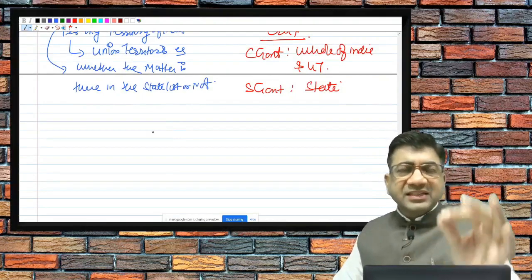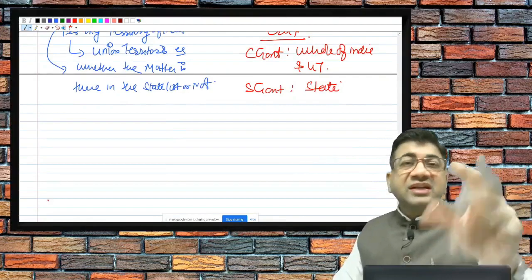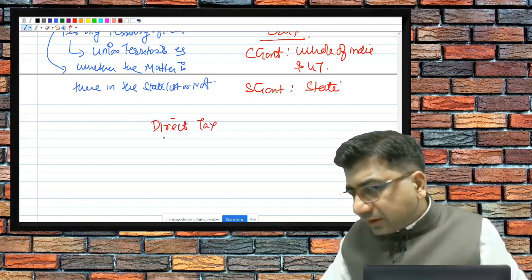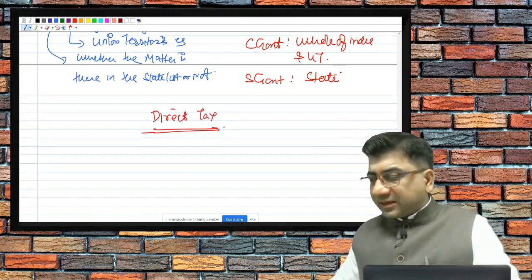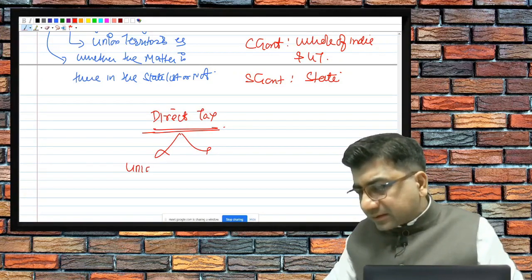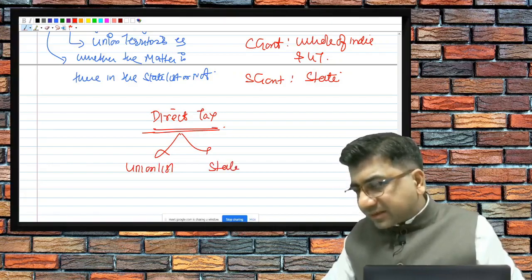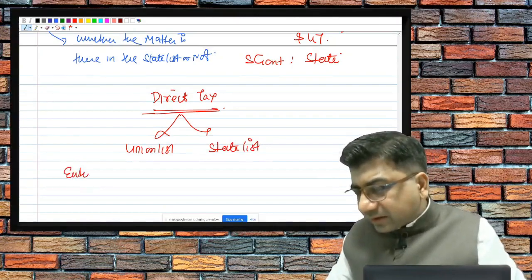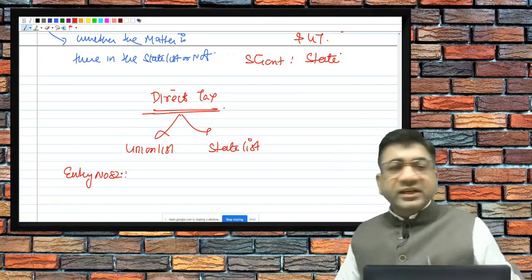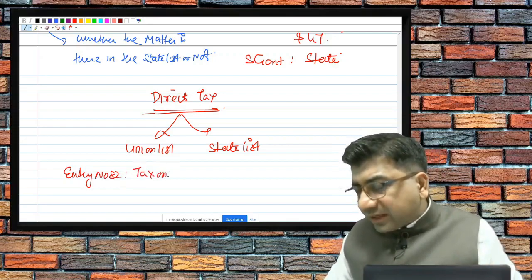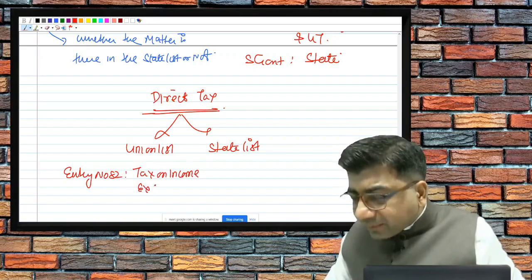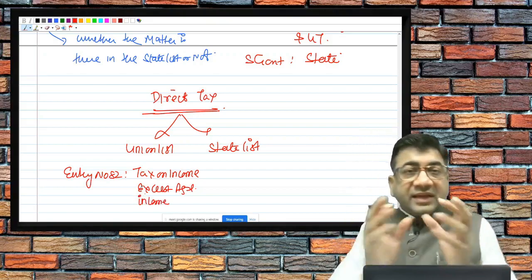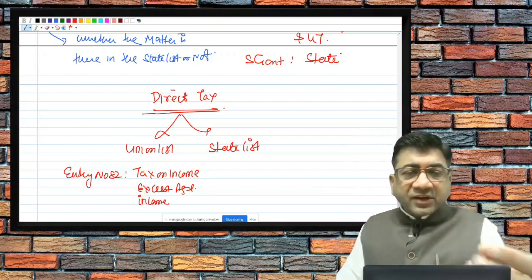As you know, GST is an indirect tax. So let me just talk about direct tax first. Friends, direct tax, if we talk about union list and state list, yes, there is an entry number 82 in the union list which says tax on income except agriculture income. Agriculture, you know what is kheti? Agriculture. Central government cannot make any law.